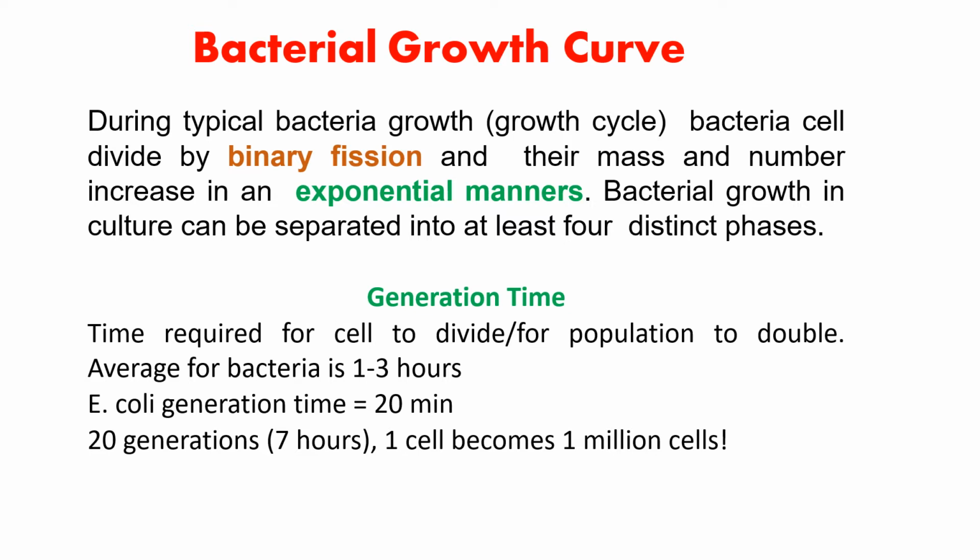This is the time which is required for a bacterial cell to divide, or we can say the time for a microbe to double in number. For every bacterial species it is specific. In the case of Escherichia coli, the generation time is 20 minutes, meaning in 20 minutes Escherichia coli get doubled in their number. So after 7 hours, a total of 20 generations may be produced of Escherichia coli. So one cell becomes 1 million cells after 7 hours if we are talking about Escherichia coli.